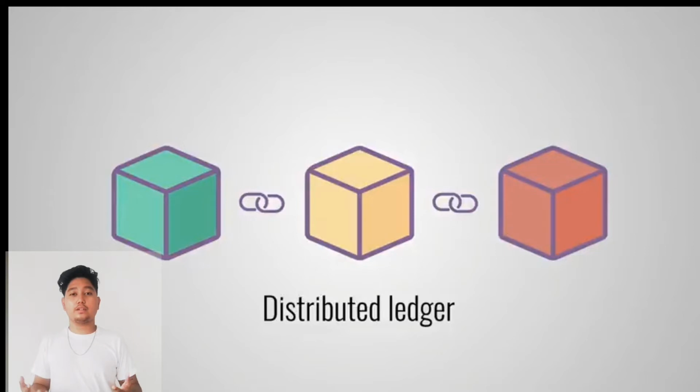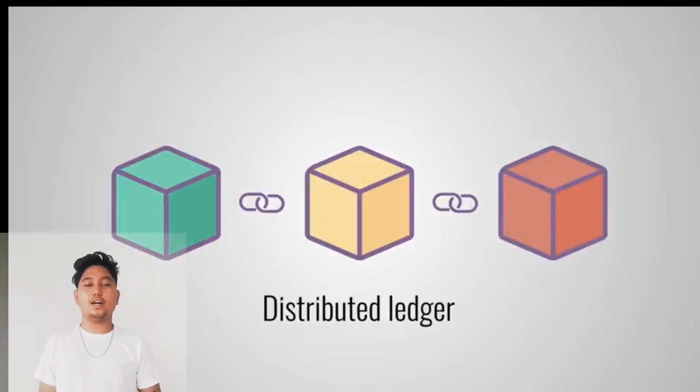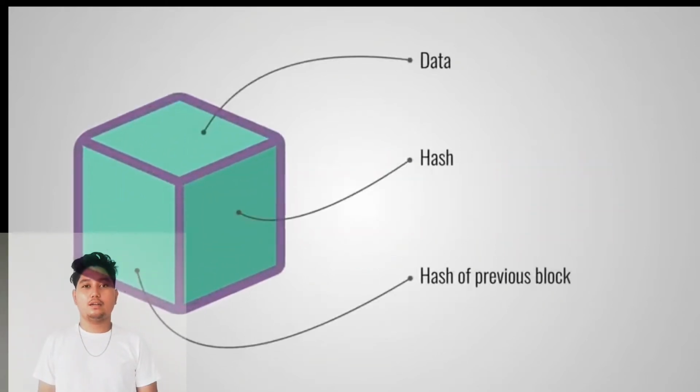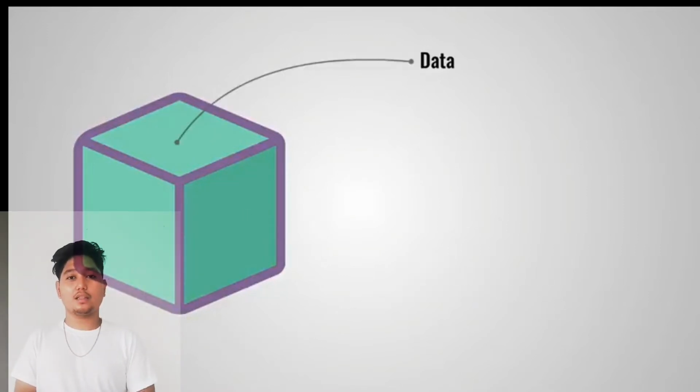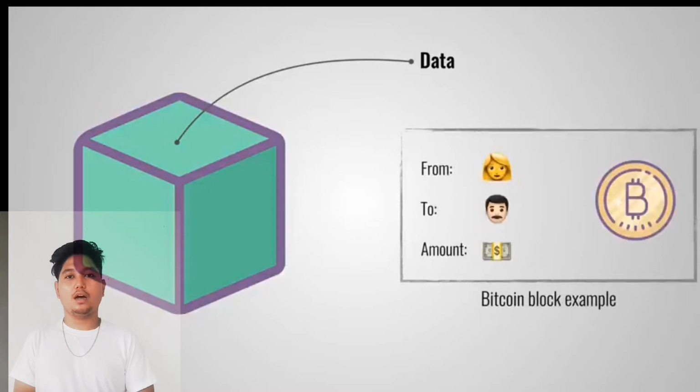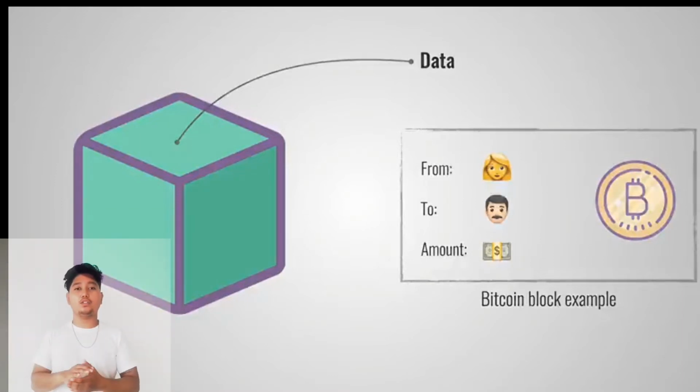So, how does that work? Let's take a closer look at a block. Each block contains some data, the hash of the block and the hash of the previous block. The data that is stored inside a block depends on the type of blockchain. The Bitcoin blockchain, for example, stores the details about the transaction in here, such as the sender, receiver, and the amount of coins.